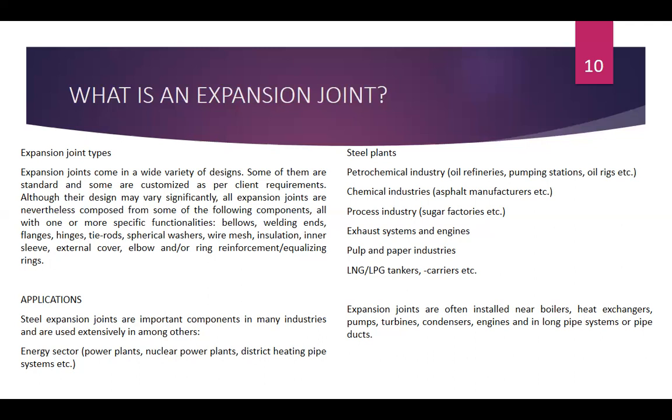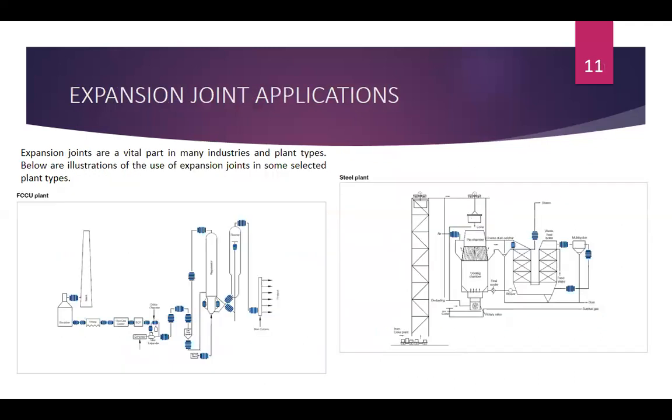So, pulp and paper industries, LNG and LPG tankers, marine systems, meron yan. Expansion joints are often installed in boilers, heat exchangers, pumps, turbines, condensers, engines, and in long pipe systems or pipe ducts. So, ito yung mga application niya.